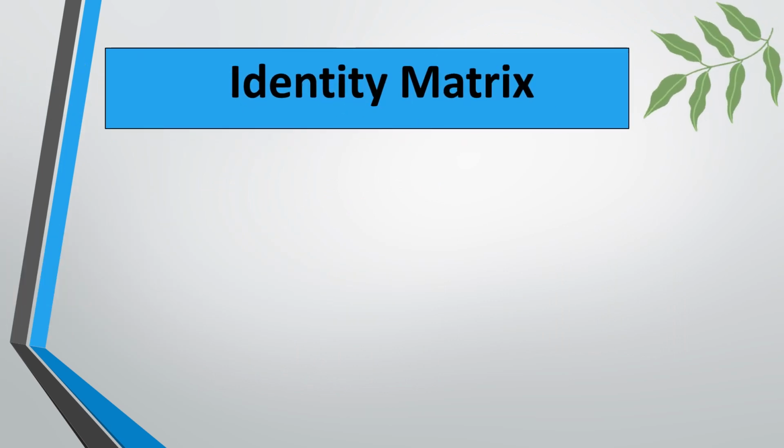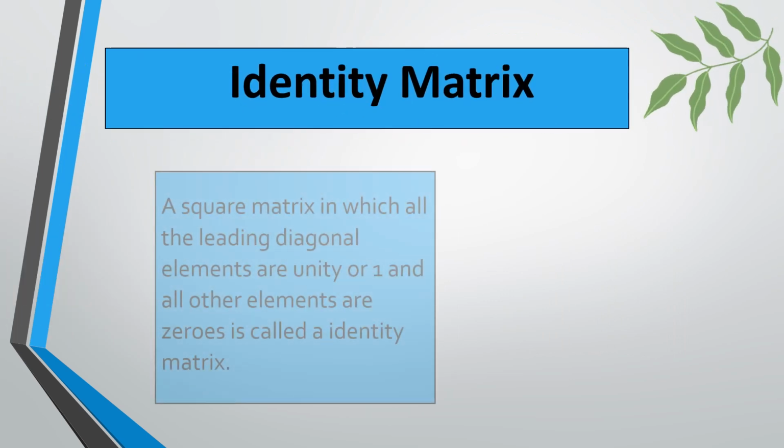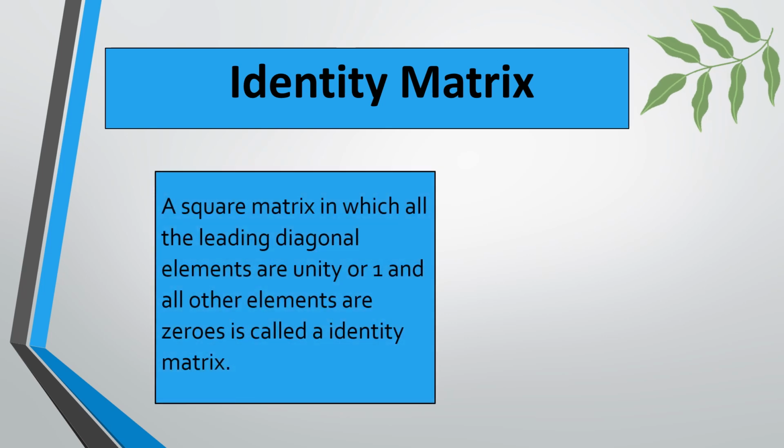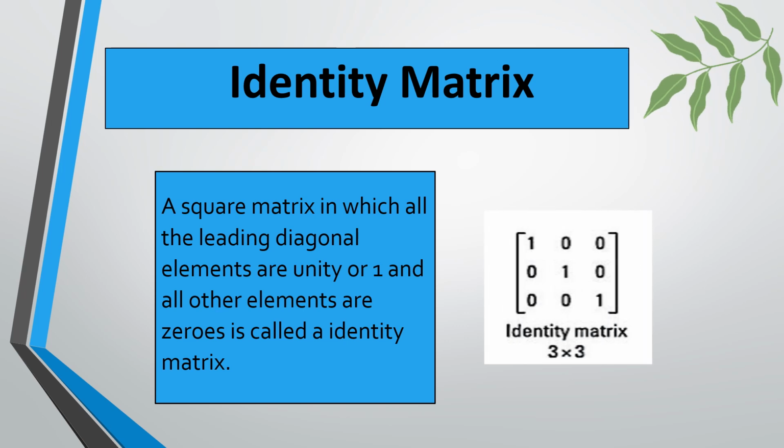Identity matrix. A square matrix in which all leading diagonal elements are unity or 1 and all other elements are zeros is called the identity or unity matrix. It is conventionally denoted by the capital letter I.